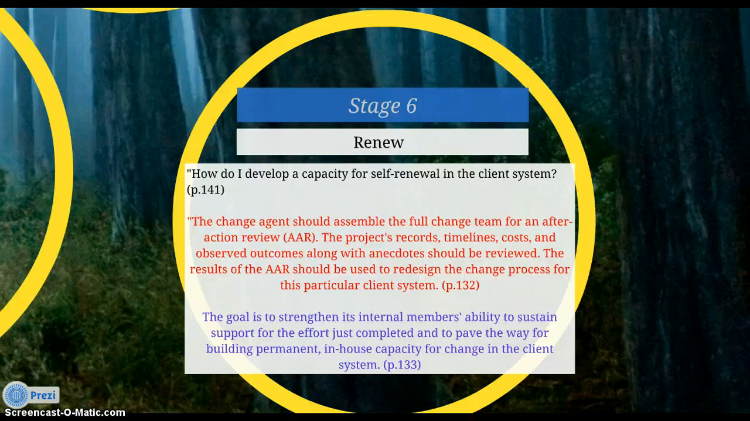Stage 6, renew. This stage has also been subtitled by the authors as CREATE. Although this is the last step, the change agent's work is not finished. They are now maintaining and monitoring the change. They should be reflecting on the entire change cycle. The change agent should assemble all persons responsible for the change and create an after-action review, or AAR. Here, an organized review of the project will be discussed. The authors suggest that the results of the AAR, such as feedback and effectiveness from the review, be used to redesign the change process for particular client systems.